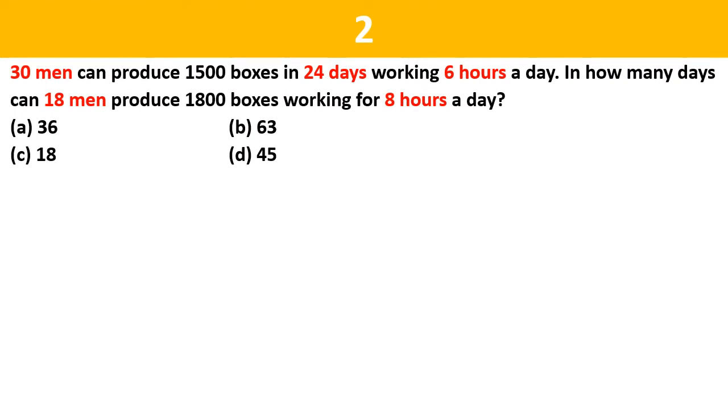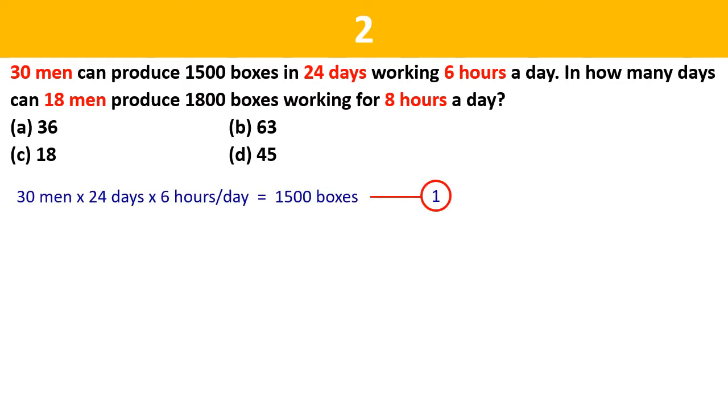Problem number 2. 30 men can produce 1500 boxes in 24 days working 6 hours a day. In how many days can 18 men produce 1800 boxes working for 8 hours a day? Now how we can construct the equation? Whatever is the input, you write on the left hand side: 30 men, 24 days, 6 hours, and whatever is the output, you write on the right hand side, which is 1500 boxes, like this.